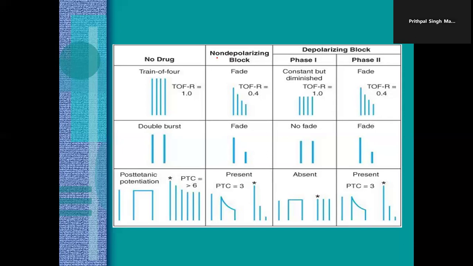Now, when we talk about train of four, we are giving a maximal stimulus. When no drug is there, the response is equivalent. As you give competitive blockers, it tends to fade off, and the train of four ratio is 0.4. Whereas in phase one, you have a diminished response, though without fade, and the TOF ratio is 1. In phase two, which mimics the non-depolarizing or competitive blocker, it has a ratio of 0.4.